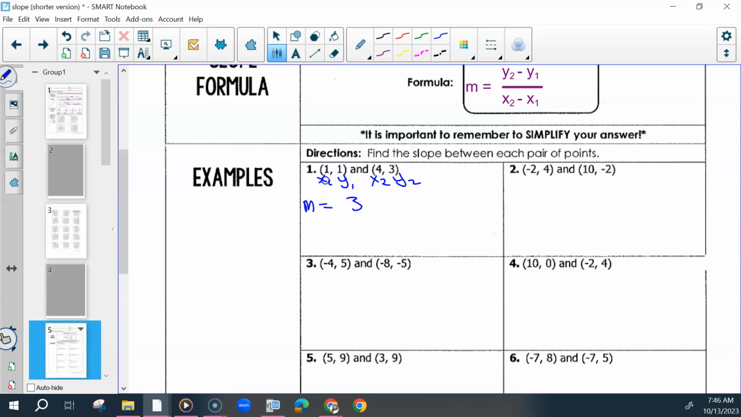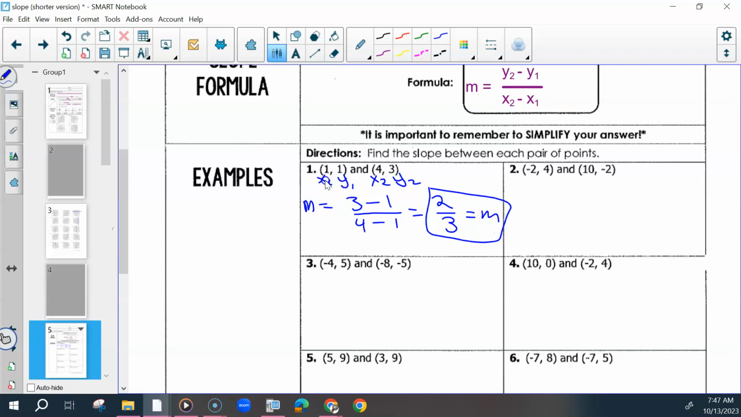So y2 would be 3. We are always subtracting no matter what. y1 would be 1 all over x2, which is 4, minus x1, which is 1. And then we just simplify. So 3 minus 1 would give us 2. 4 minus 1 would give us 3. And then we just want to make sure that says m equals at the end. Simplify as much as possible, so like if we were able to simplify more, we would want to do that at the end. Questions on that one?